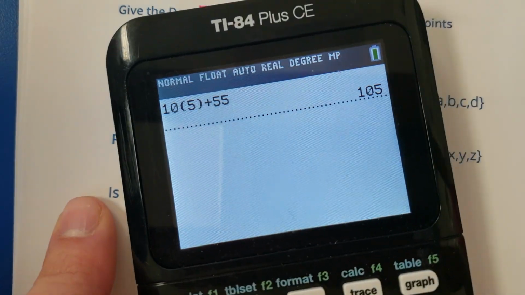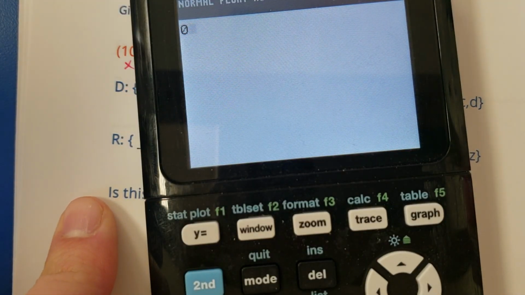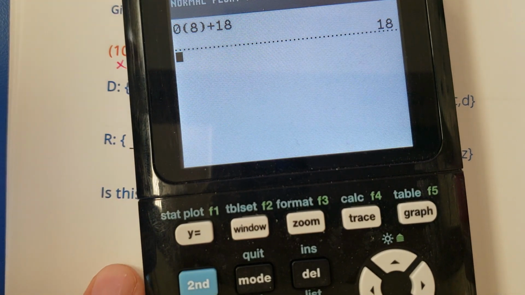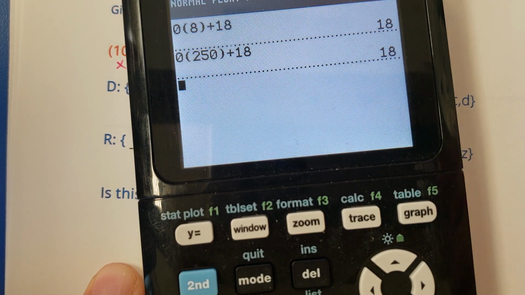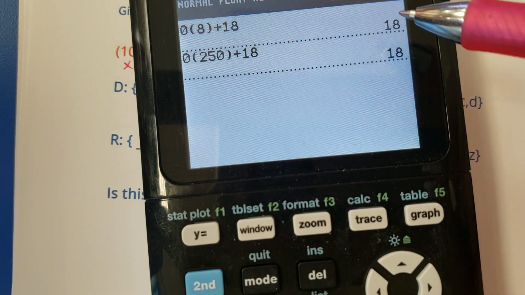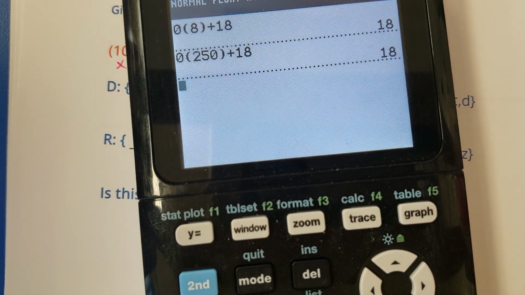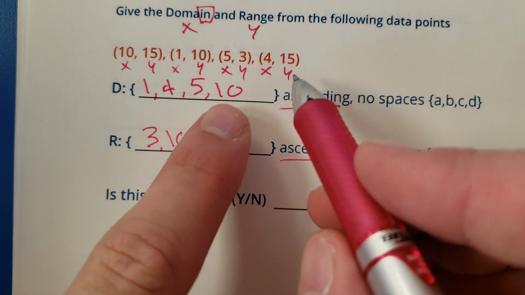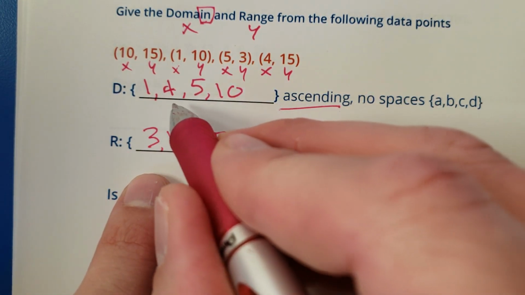Like watch this, okay? So if I had like 0 times 8 plus 18, I'd get 18. 0 times 250 plus 18 is 18, okay? So it's okay to plug in different numbers and get the same result, but it's not okay the other way. It's not okay to put in one number and get two answers. That's not possible, okay?